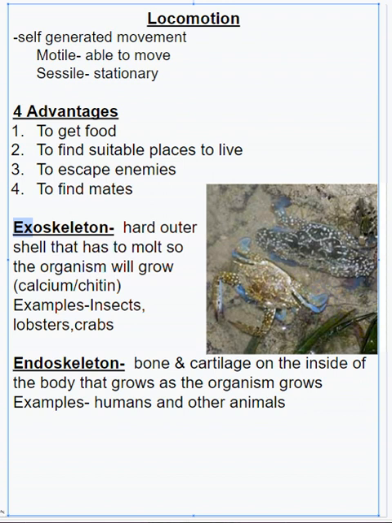An example of this includes insects, lobsters, crabs, most little organisms that crunch when you smush them. They have an exoskeleton, and that's either going to be made of calcium or chitin. We learned about chitin back in the biochemistry unit. And then endoskeletons, which is what most mammals and all the fishes and birds have. They have bone and/or cartilage on the inside of their body that grows as the organism grows. Examples like we mentioned.